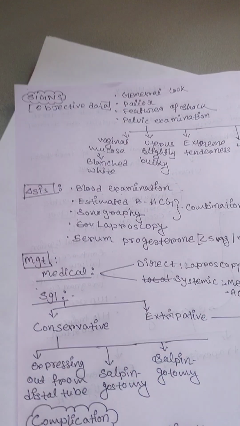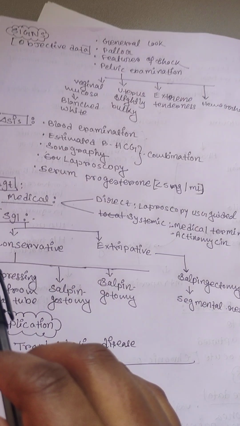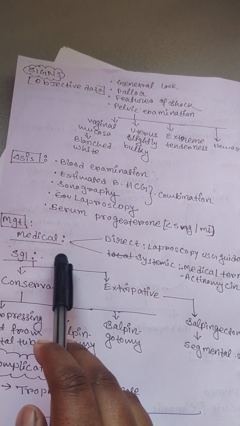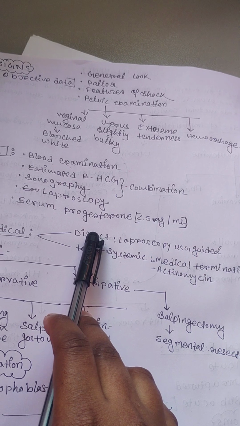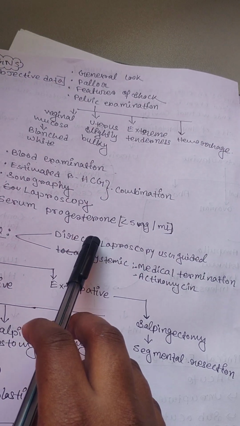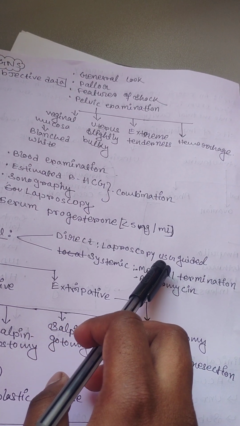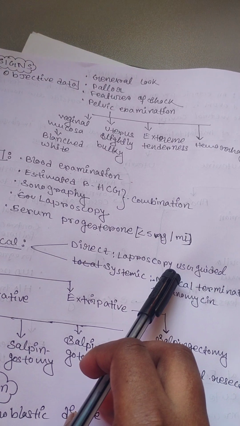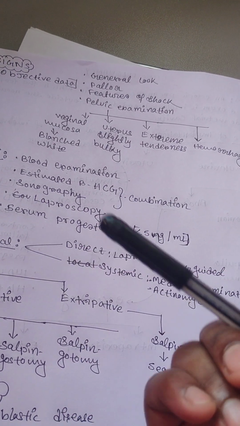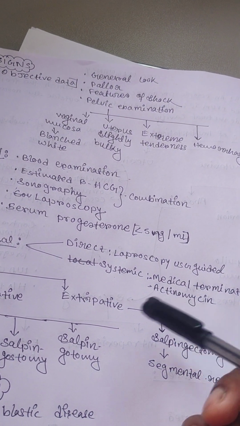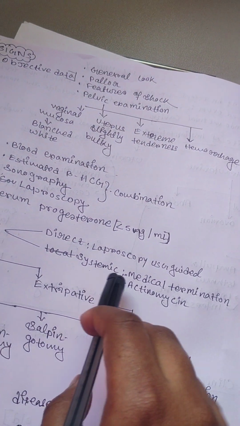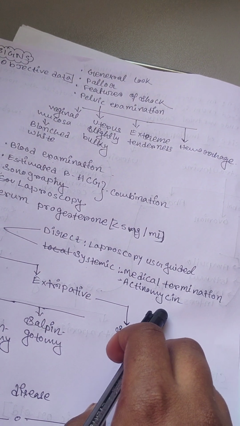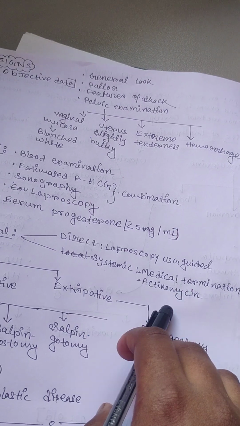Then we will learn about the management. Management is medical and surgical. Medical management is either direct or systemic. Direct is laparoscopic, USG guided, done by laparoscopy surgery with the help of USG guidance. Systemic is medical termination, and actinomycin; both can be used.